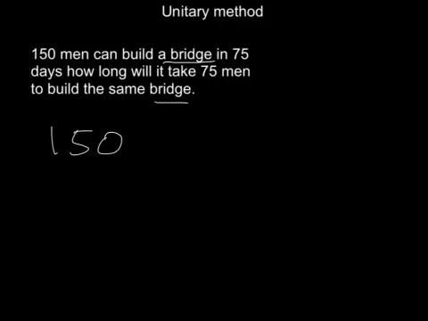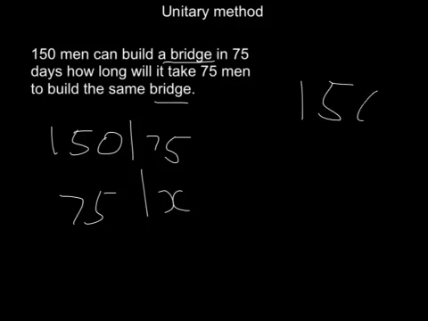So we do 150 men can build a bridge in 75 days, and 75 men can build a bridge in the x amount of days. And this is an inverse variation problem. So first we have to find how long it will take for one man to build this bridge. So we do 150 into 75.